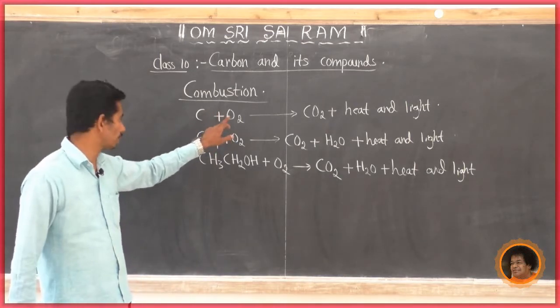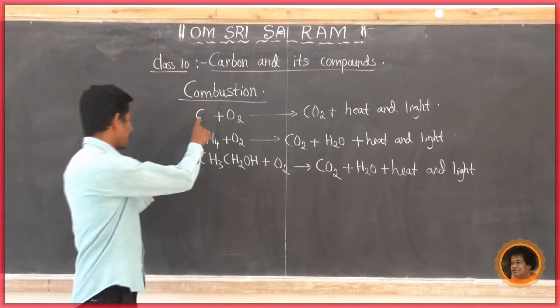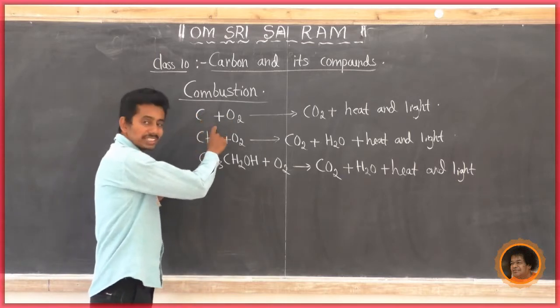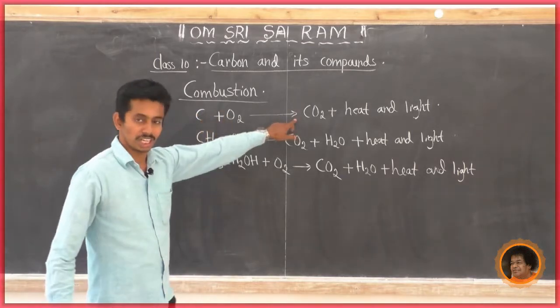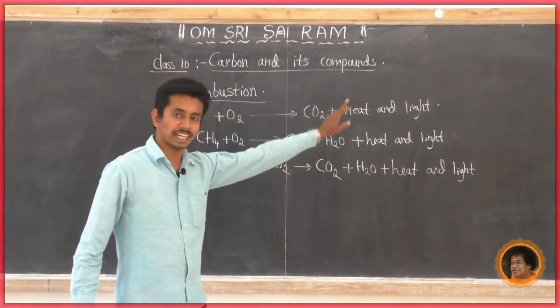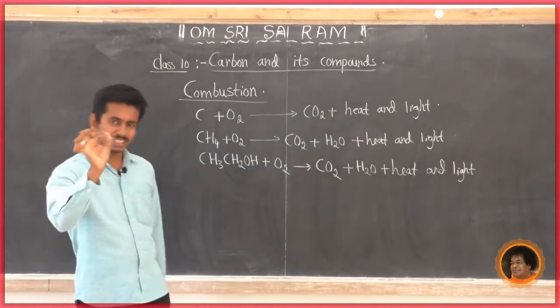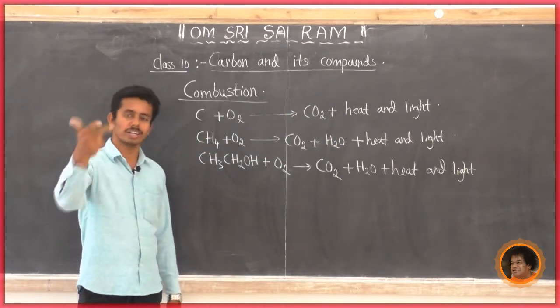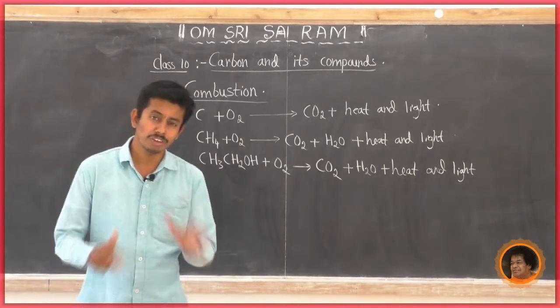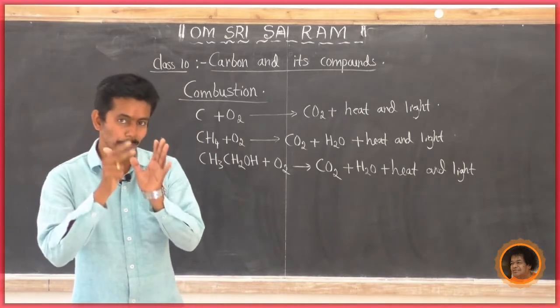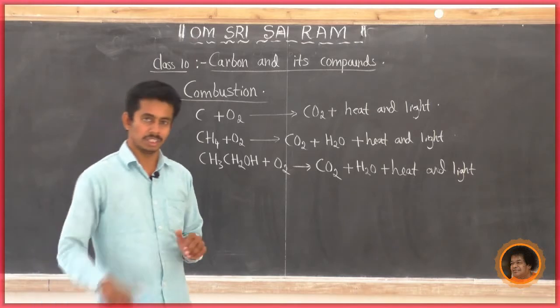Carbon reacts with oxygen. It means carbon burns in oxygen. It gives carbon dioxide, heat and light. Now tell me, is it a complete combustion or an incomplete combustion? How do we bifurcate whether it is complete or incomplete? I will tell you later.